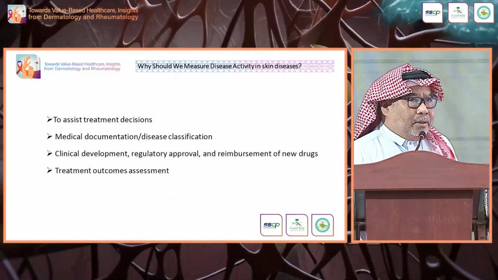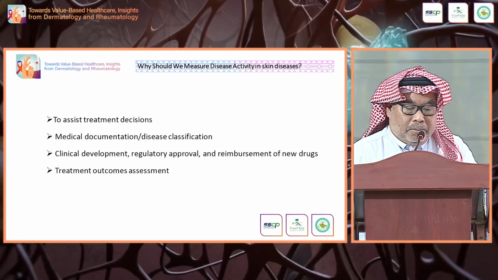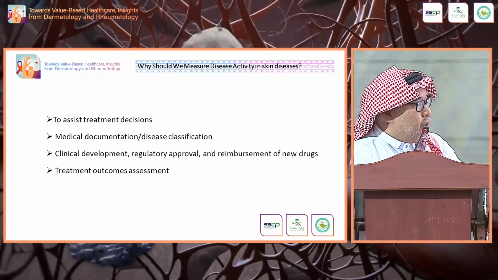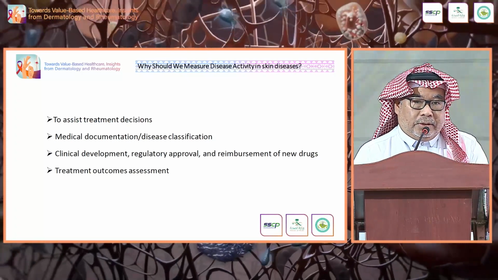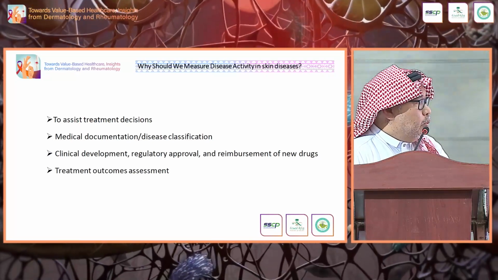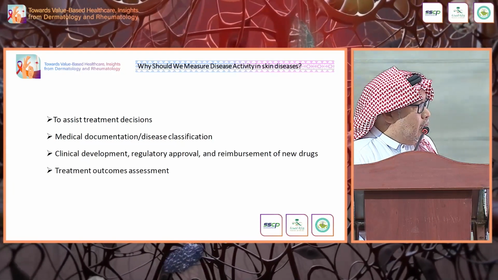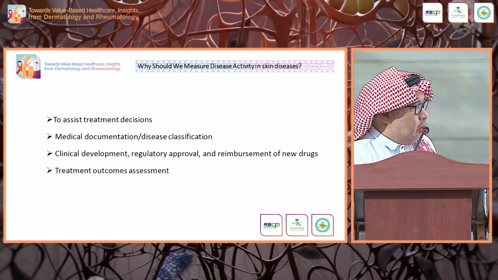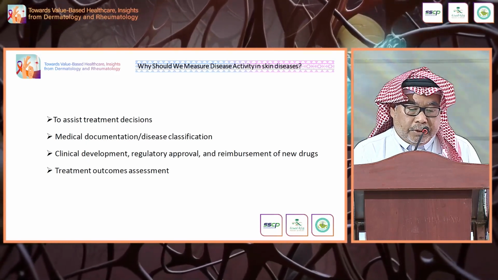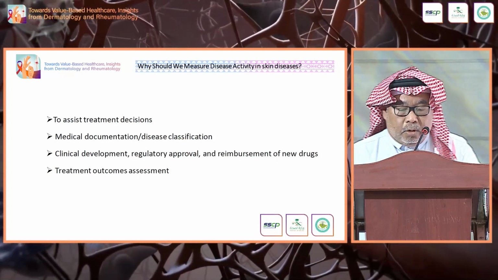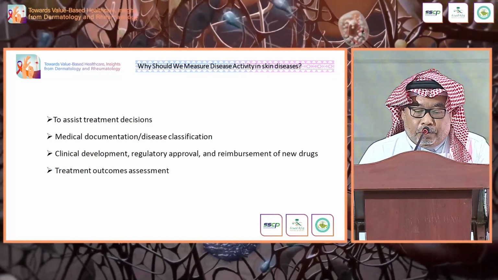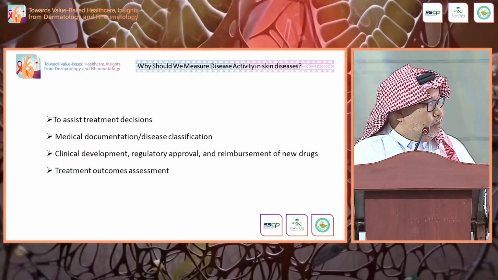Okay. So before we proceed to my presentation, we have to ask ourselves why we should measure disease activity in skin diseases, specifically by different assessment tools. Because it is very important to assess our treatment decision, and also for medical documentation and for disease classification, specifically regarding the severity of a skin disease, and also for clinical development and regulatory approval, and also reimbursement of new medication, and for treatment outcome assessment.